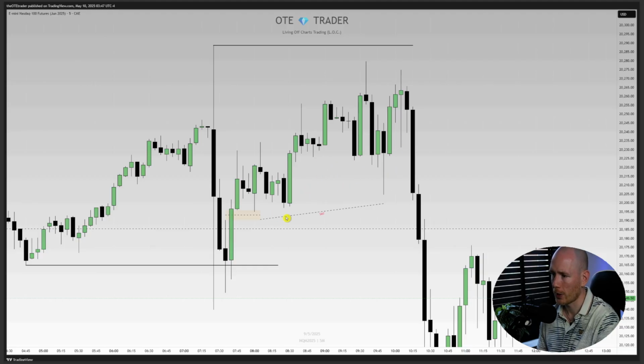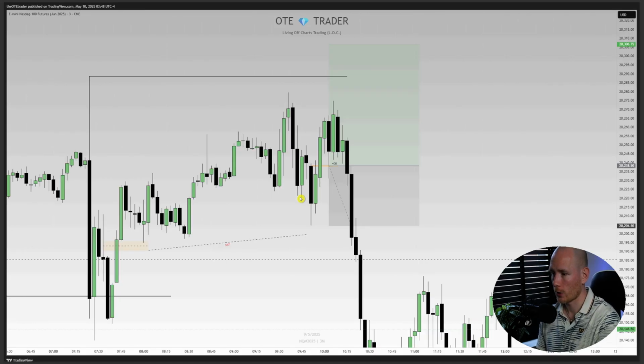Fair value gap respected. Should be a strong low with SMT and relative equal highs on NASDAQ. The highs on YM or US30 were even cleaner, like they were almost relatively equal. So there was a nice target for buy side liquidity. This is exactly what we did.